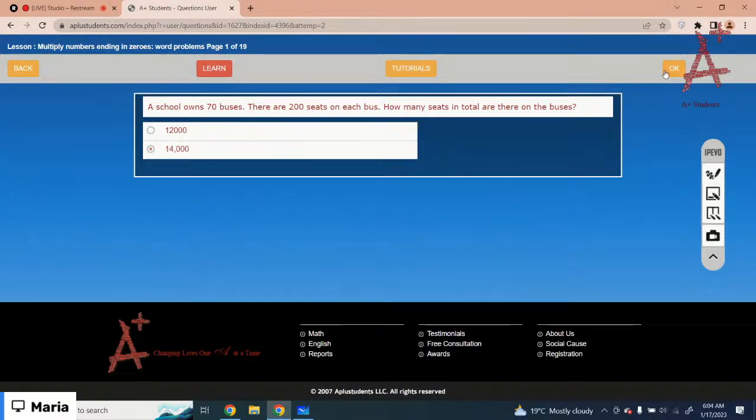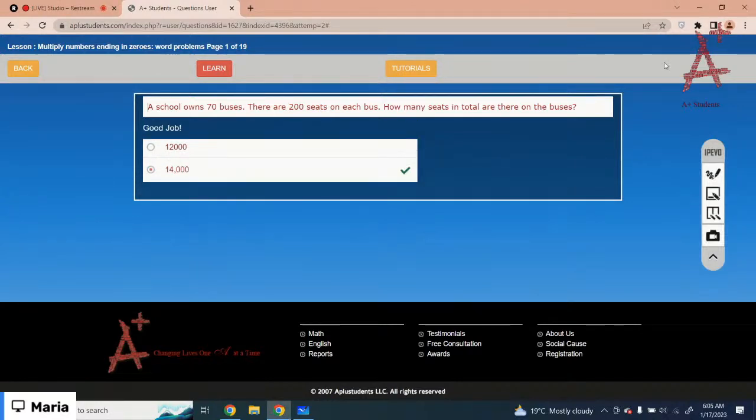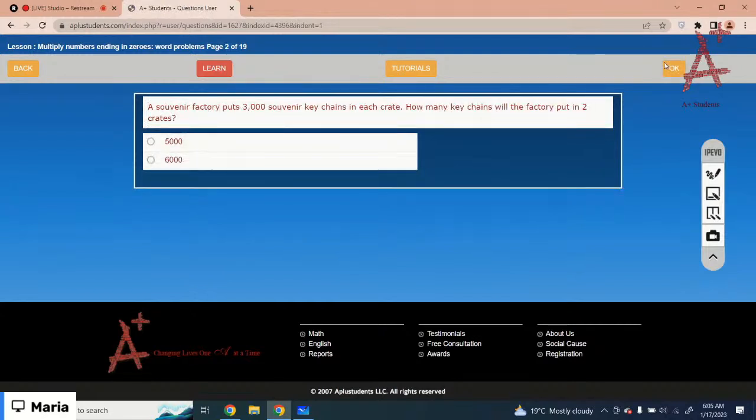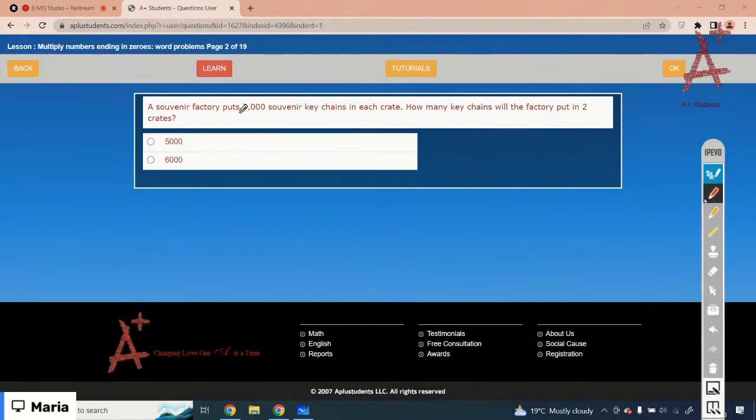Select the correct option, then click on the OK button. Okay, the next one is: a souvenir factory puts 3,000 souvenir keychains in each crate. How many keychains will the factory put in two crates? So you have to do 3,000 times 2. Just multiply the non-zero values. Just do 3 times 2. So 3 times 2 is 6. Just add three zeros at the end. So it would be 6,000. So the correct option is 6,000.